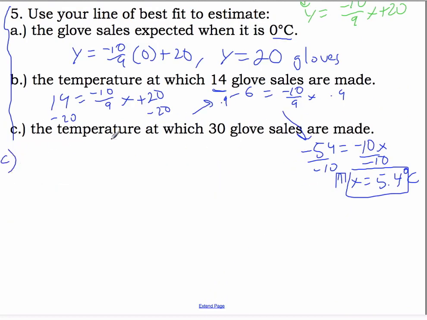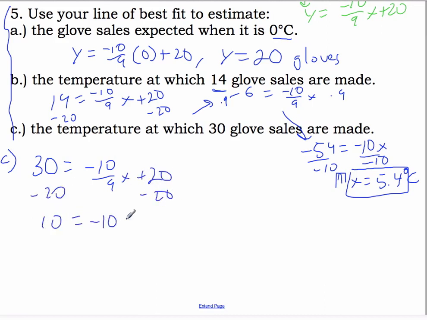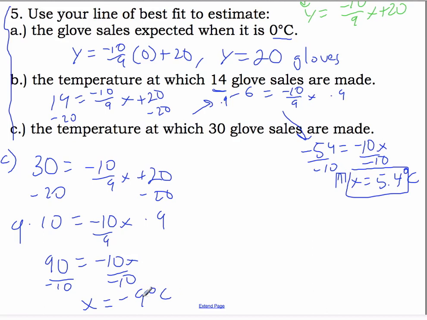So part C, the temperature at which 30 glove sales are made. So let's do the same procedure. 30 equals negative 10 over 9 x plus 20. And we can subtract 20. 10 equals negative 10 over 9 x. Multiply both sides of the equation by 9. We get 90 equals negative 10x, divided by negative 10. We get x equals negative 9 degrees Celsius. So it needs to be around negative 9 degrees Celsius before you start selling 30 gloves.